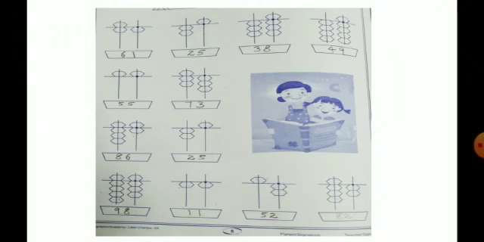In the next question, there is an upper bead in ones place and 2 beads in tens place. The value of 2 beads in tens place is 20, and the value of this upper bead in ones place is 5. So the answer is 25.